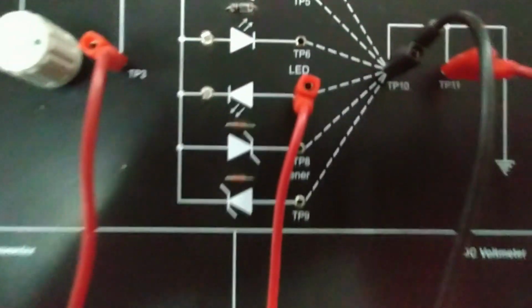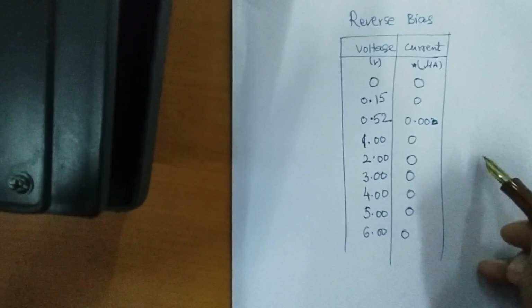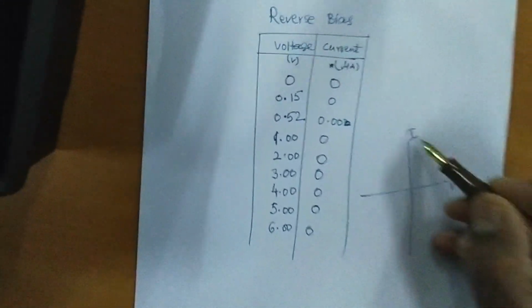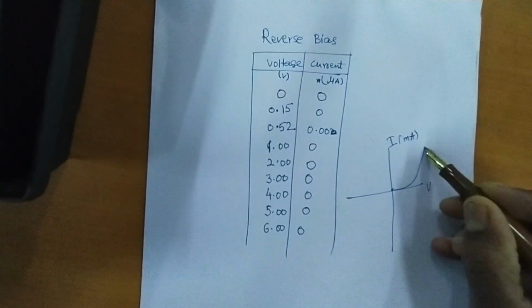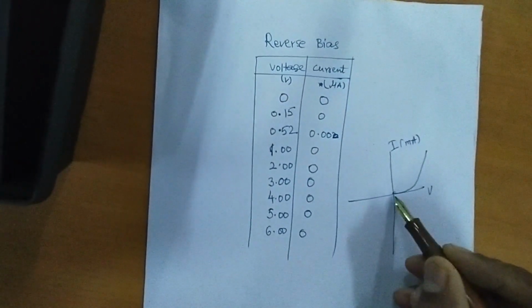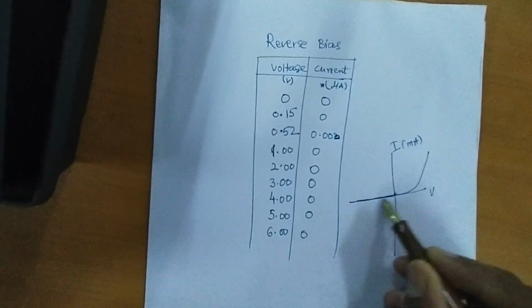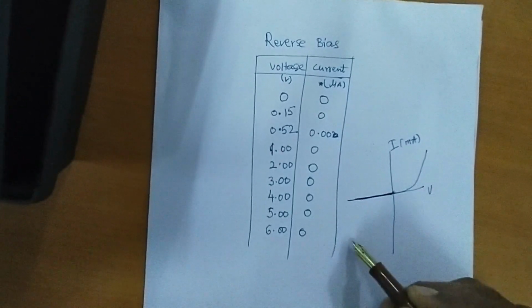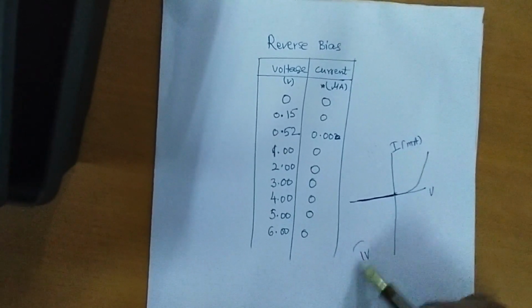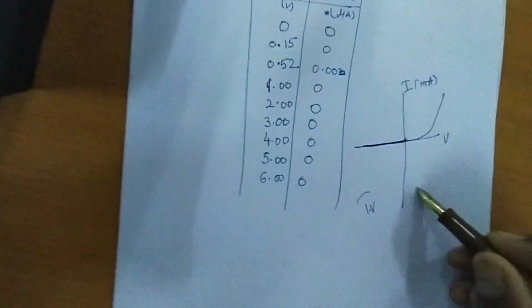Therefore, in reverse bias, there is no light coming out of the LED. So these are the readings. If you draw a graph, you have already drawn the graph for forward bias taking voltage and current on the axes, and this graph is similar, but here the current is almost 0 whatever the voltage. So I'll get a line just like this because there is no current. These are the IV characteristics of an LED.